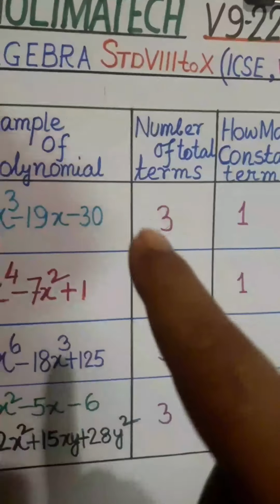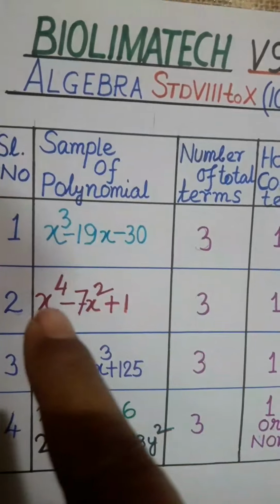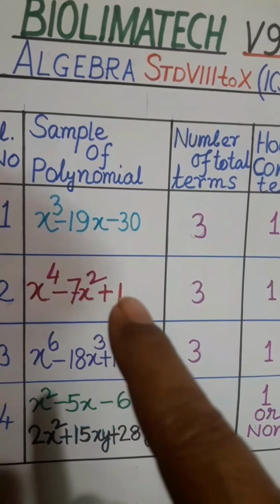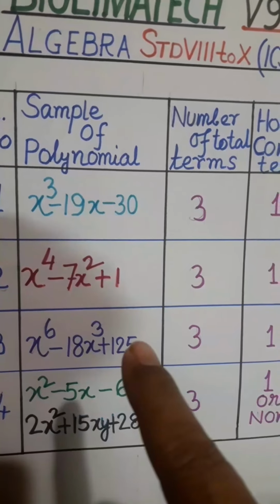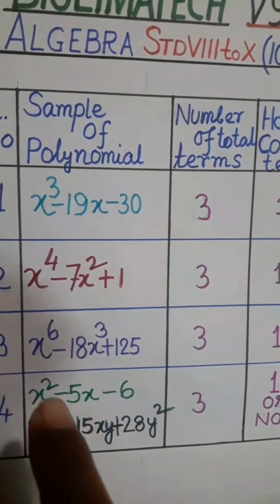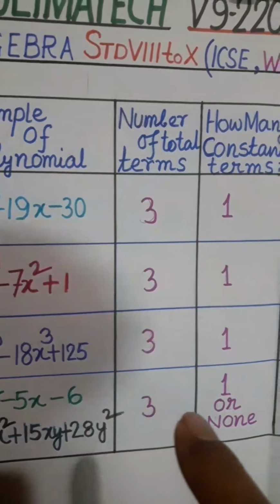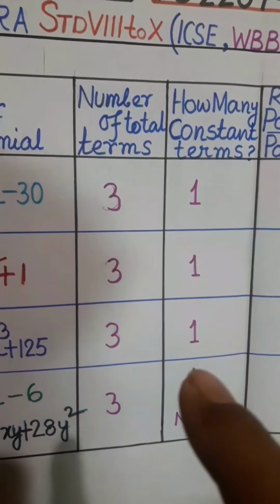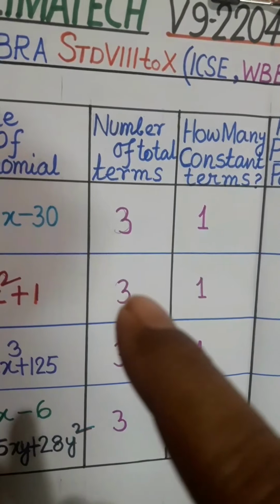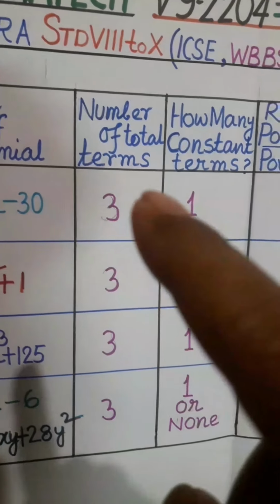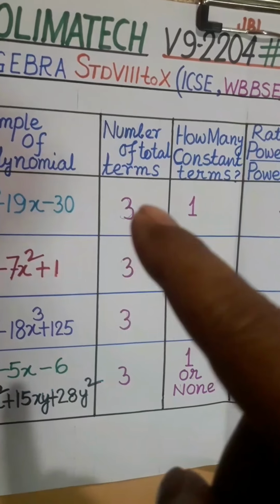The first sample is x cube minus 19x minus 30. The second is x to the power 4 minus 7x square plus 1. The third is x to the power 6 minus 18x cube plus 125. And the fourth is x square minus 5x minus 6. So I ask: what is the total number of terms present in all the 4 sample polynomials?